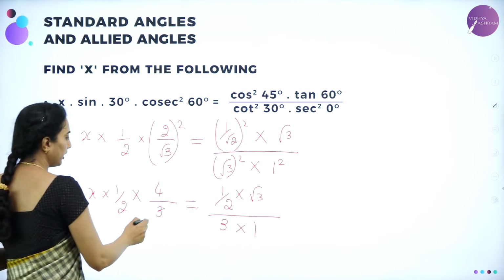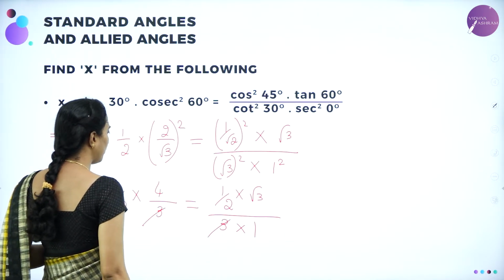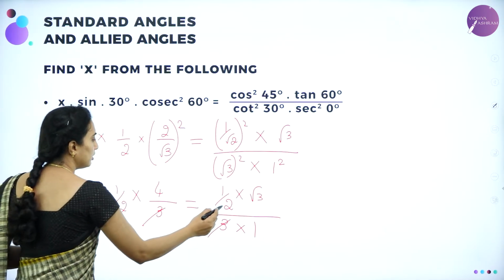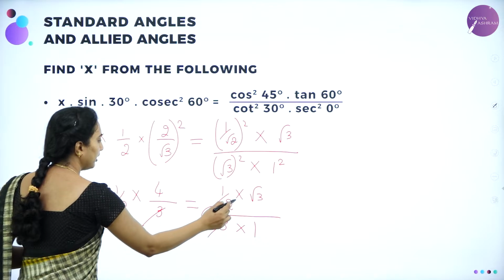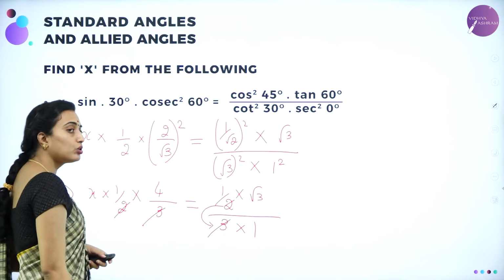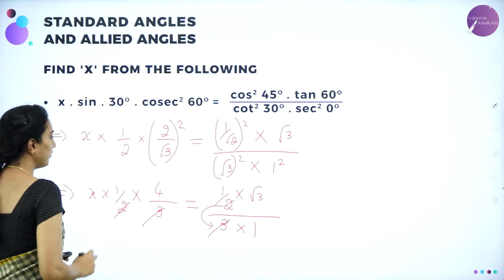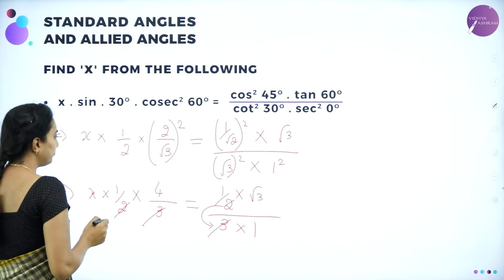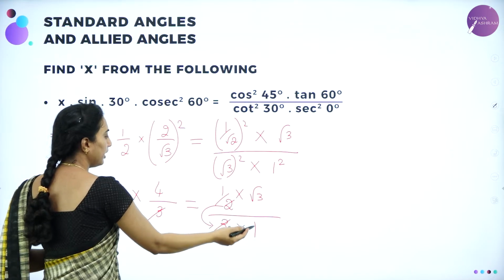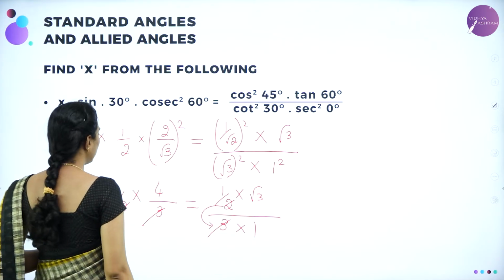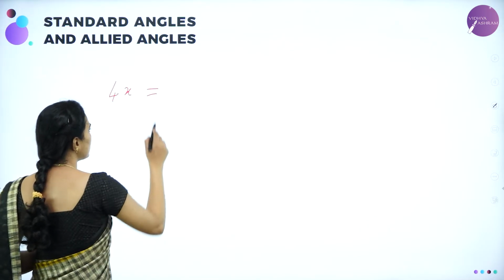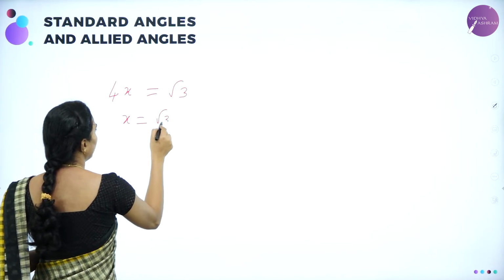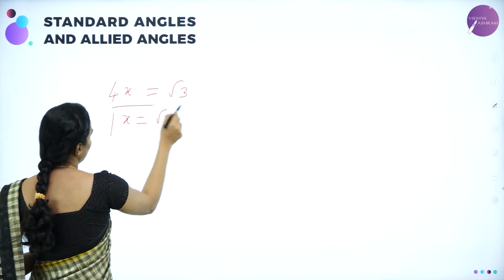See dears, you can get cancelled with the 3 since it is in the denominator. Next this 2 will come to the denominator again, you can cancel this 2 here. So the remaining is nothing but 4 you are having. So therefore 4x will be equal to, having here, root 3 divided by 1 is nothing but root 3. Therefore 4x is equal to root 3. So x will be equal to root 3 divided by 4. That is your answer, dears.